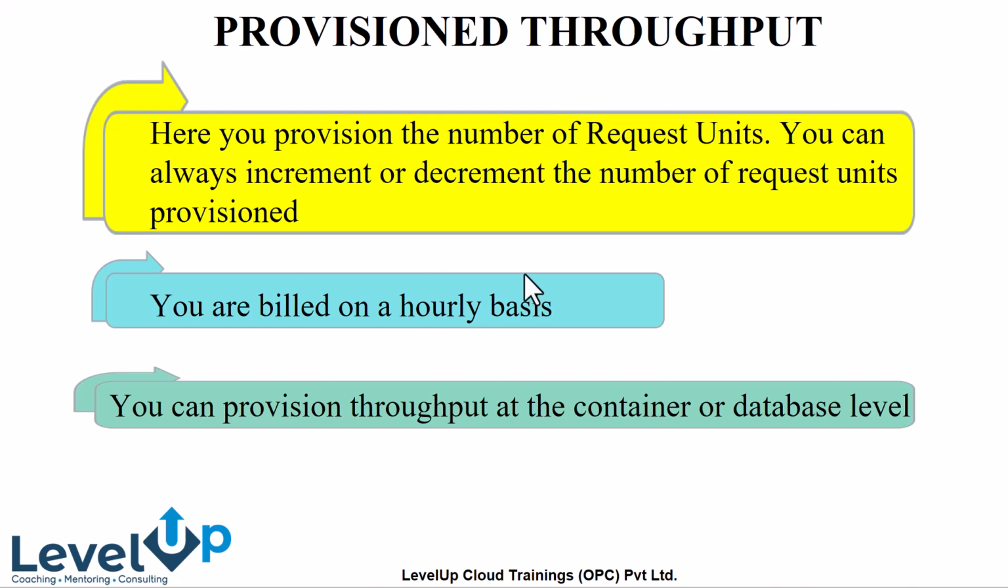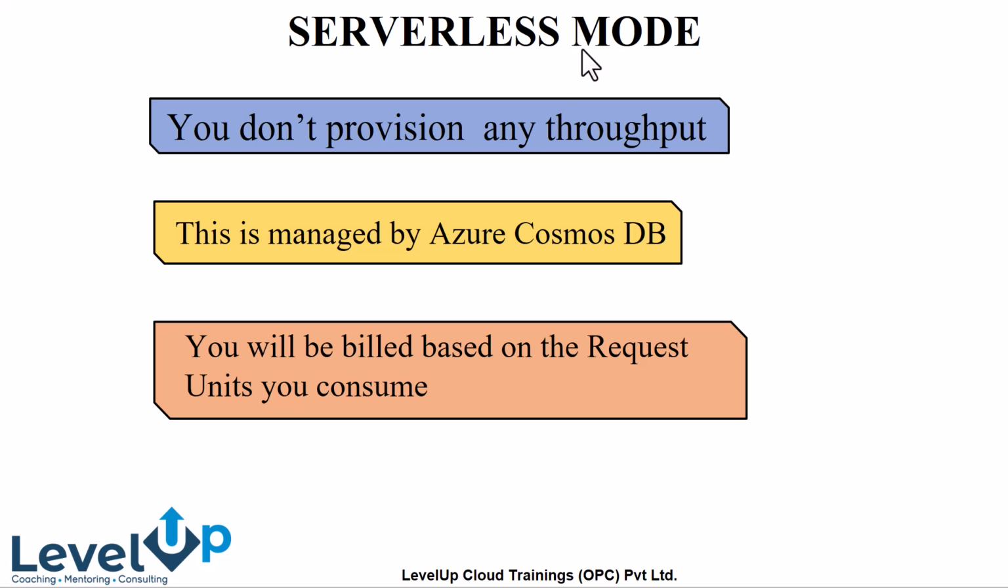Now the next way is serverless mode. What is this? Here you don't provision any throughput. This is managed by Azure Cosmos DB based on the load that we are getting, and you will be billed based on the RUs that we consume. So we don't provision any RUs. The system will automatically decide whether for this job it requires 100 RUs or 200 RUs. It will automatically provision, and you will be charged based on the RUs consumed. That is serverless mode. Here there is no hourly charge. If you consume RUs, then only you will be charged.